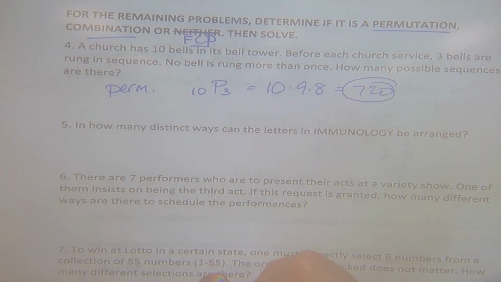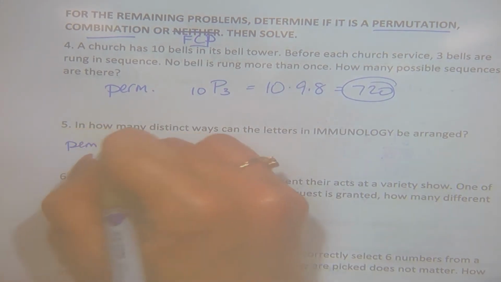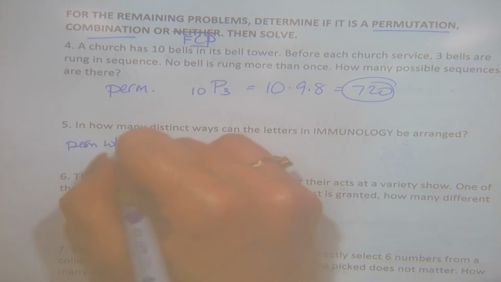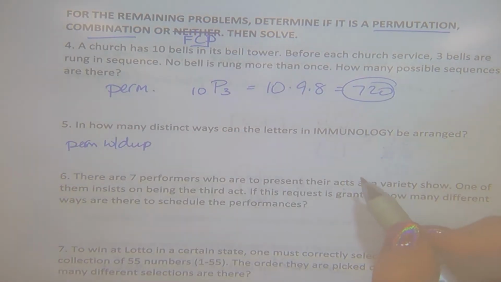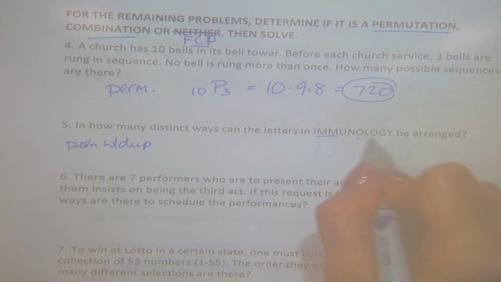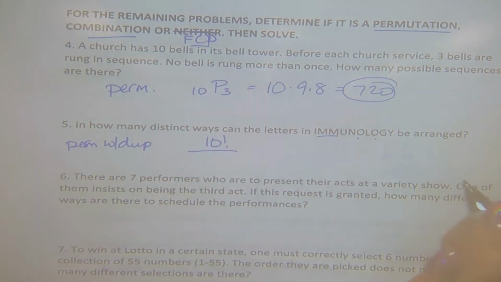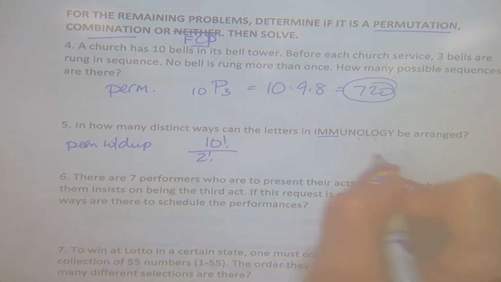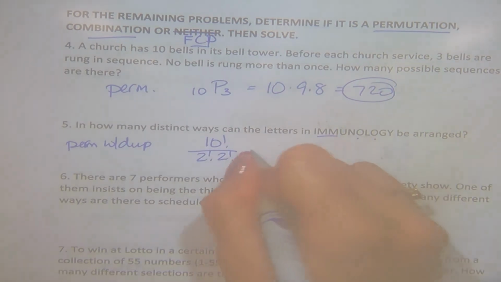In number 5, I've got a permutation with duplicates because I'm rearranging those letters. And I have letters that repeat. My M's repeat, my O's repeat. There are 10 letters total. There are 2 M's and there are 2 O's.